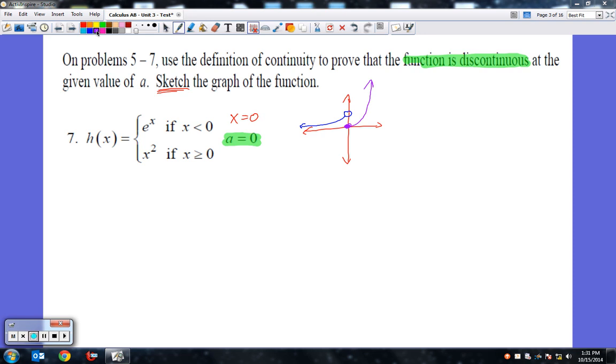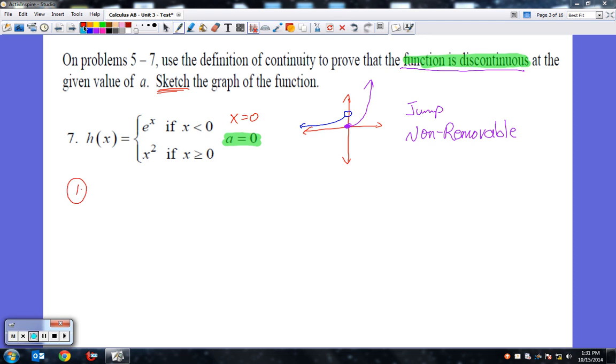Now notice, if I want to show that it's discontinuous, we know that there's going to be a jump discontinuity of some kind. It is non-removable, because remember, removable is just one point, one x or one y value that it's missing that would otherwise enable it to be continuous. Alright, so looking at this, it is a non-removable jump discontinuity. Let's go ahead and go through the proof.